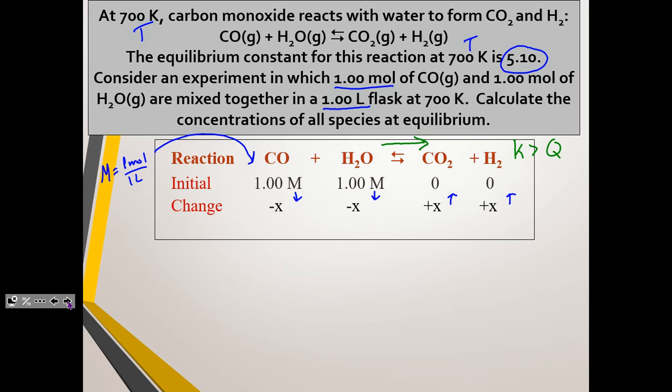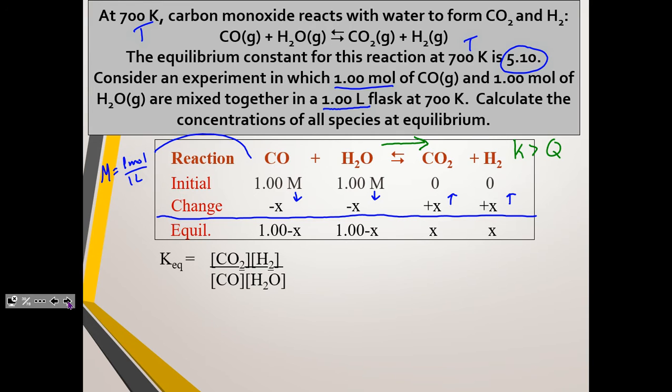Keep in mind that if we had a 2 in front of CO, it would need to be 2x. But because everything is a 1-to-1 ratio, we can leave it as a single x. So the equilibrium, we basically almost have a line here for addition and subtraction, and we're basically putting these together. So at equilibrium, 1 minus x will be the change for carbon monoxide, 1 minus x will be the change for H2O, and positive x's will be for CO2 and H2.